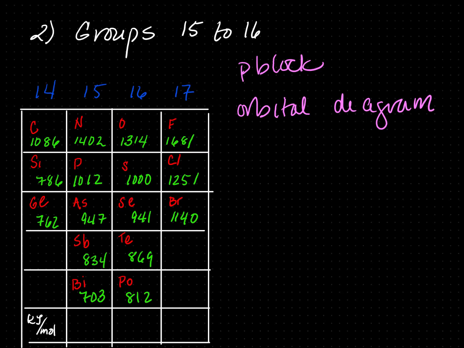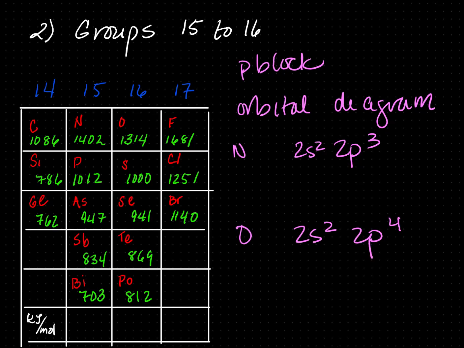nitrogen, that's going to be 2s2, 2p3, and for oxygen it's going to be 2s2, 2p4. For both nitrogen and oxygen, the highest energy level is in the sub-energy level P block. We can't compare the difference in energy level. So what we're going to do is draw an orbital diagram.